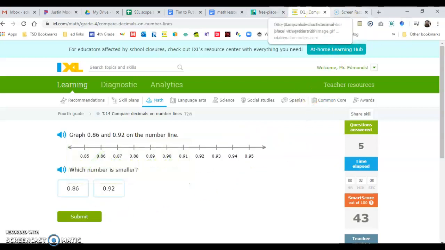So in summation today, you are comparing decimals in that T14 plus level using models, and then you're also going to graph decimals and then compare using a number line. So give both T14, the other T14 plus level a shot.